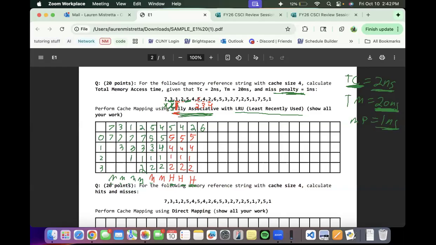So 6, this is indeed going to be a miss, right? This is not on here. Now, I know that because this is a miss, someone has to get kicked out. And who's going to get kicked out? The 1. So the 1 is getting kicked out, and the 6 is taking its place.